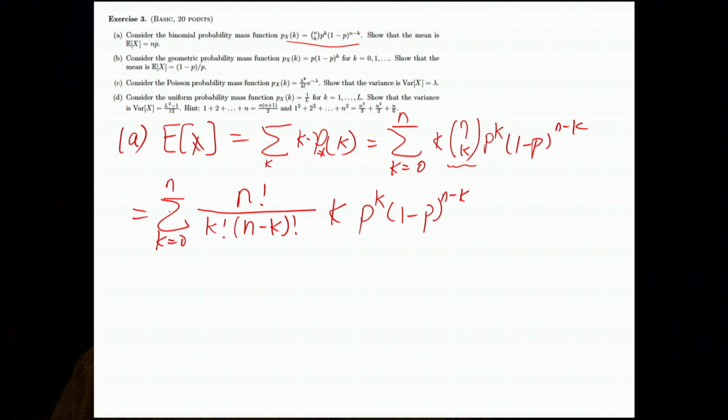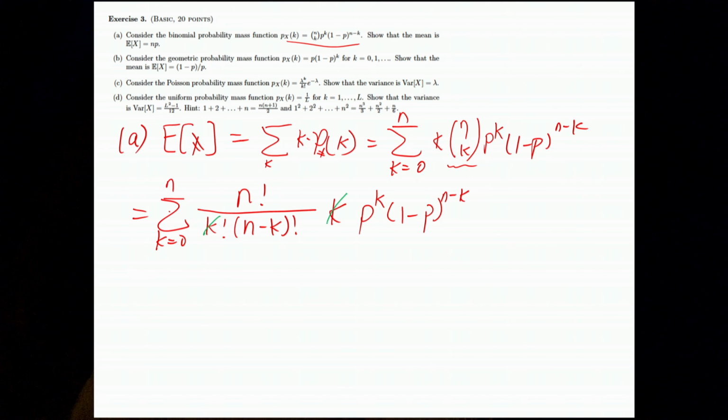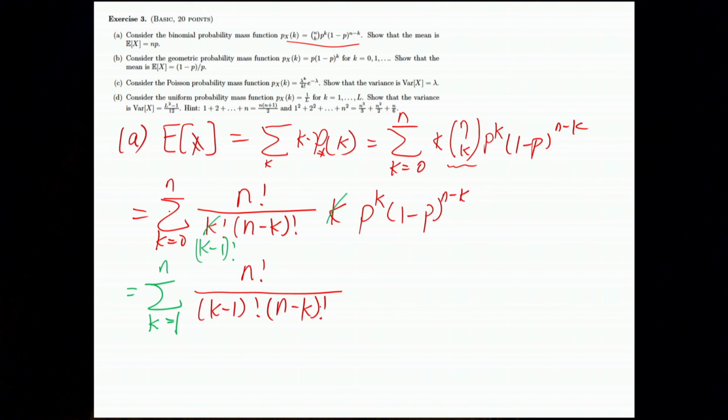Seems I can cancel this one and this to have a k minus 1 factorial. So I will have k equals 1 to n. Then here is n factorial over k minus 1 factorial, n minus k factorial, p to the k, 1 minus p to the n minus k.